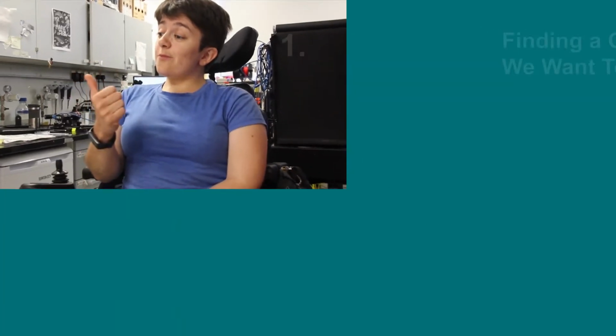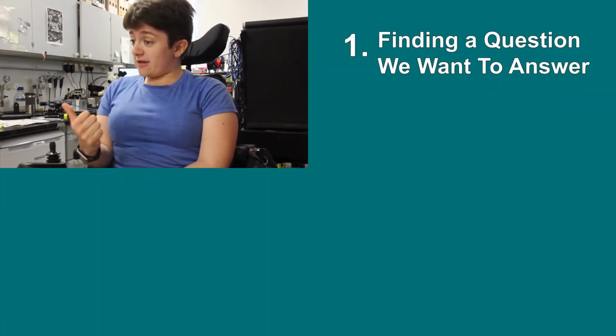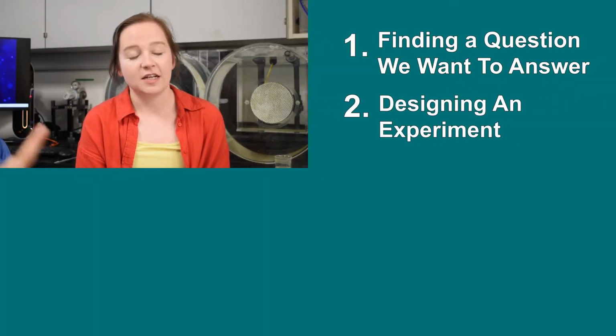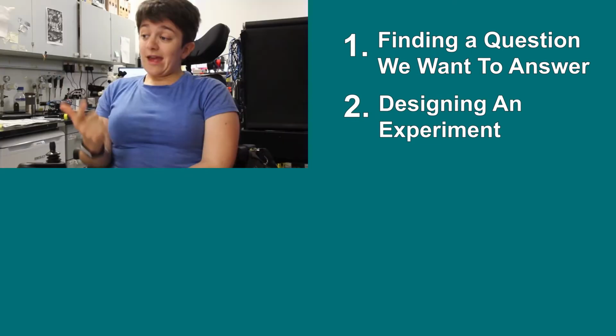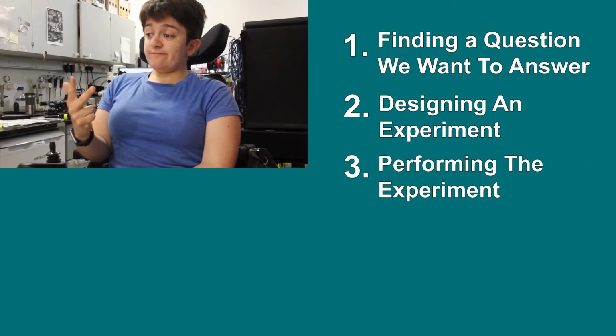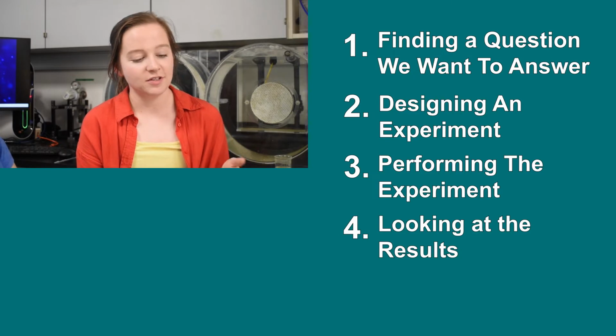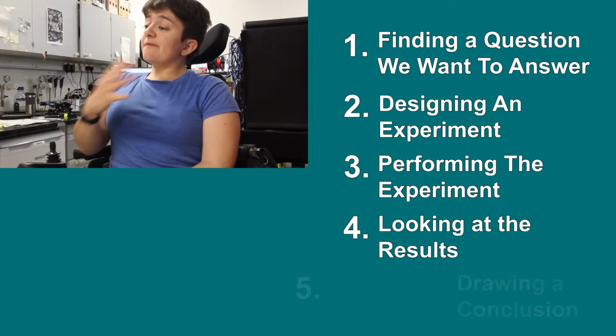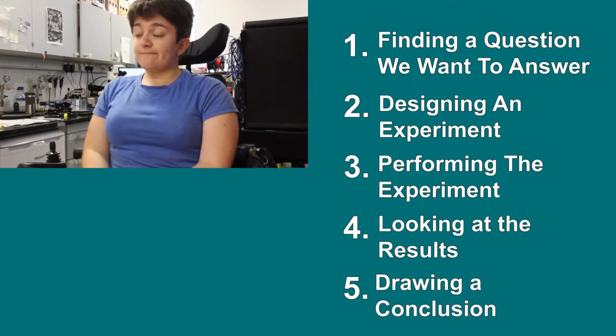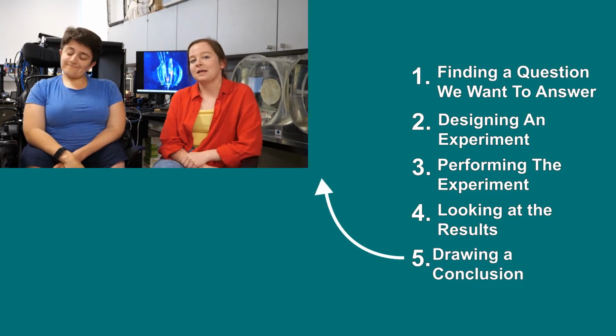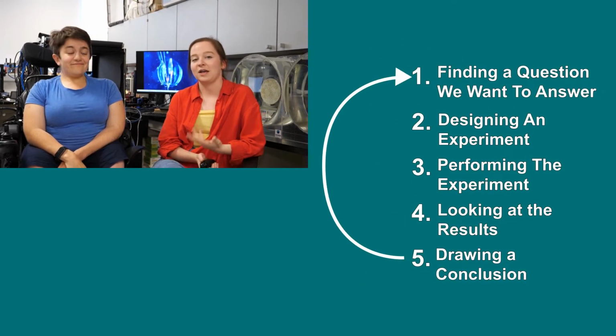Yeah. So step 1 is finding a question that we want to know the answer to. Step 2 then is to design an experiment to help you answer your question. Step 3 is performing the experiment. And then the 4th step is looking at your results and trying to make sense of them. And step 5 is drawing a conclusion from your results. And then we go all the way back to step number 1 and start the process again, and we ask a different question. Okay, so Niamh, in that way, the scientific process is a bit more like a cycle, right?